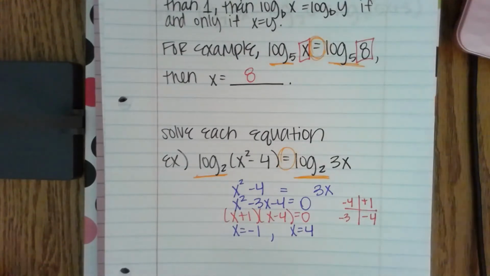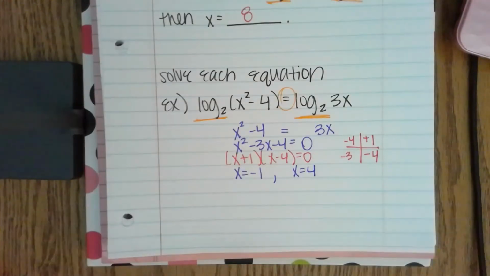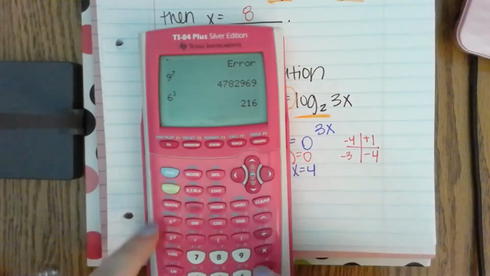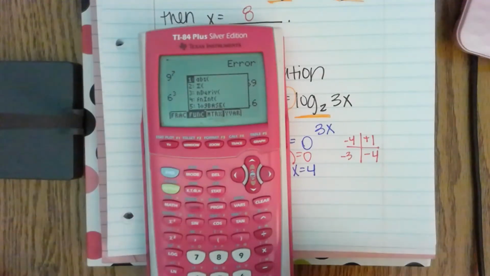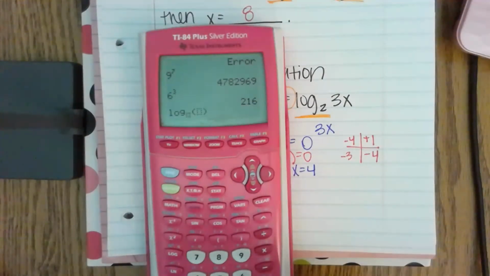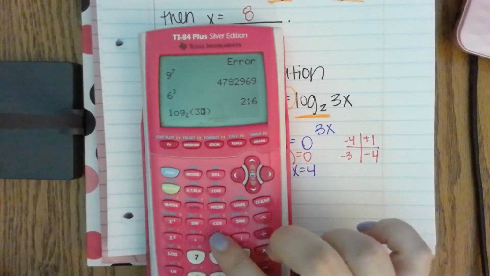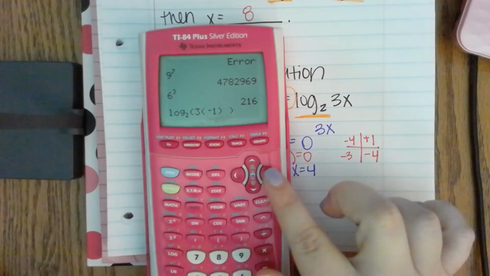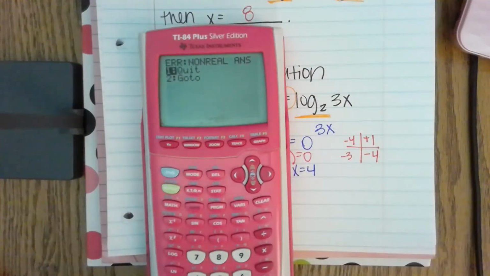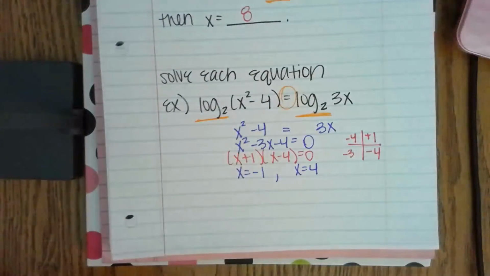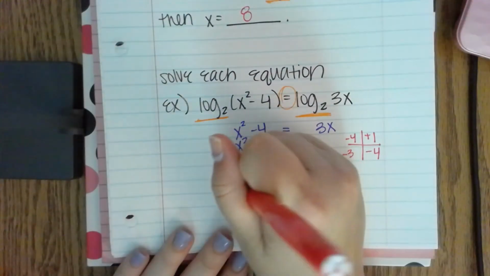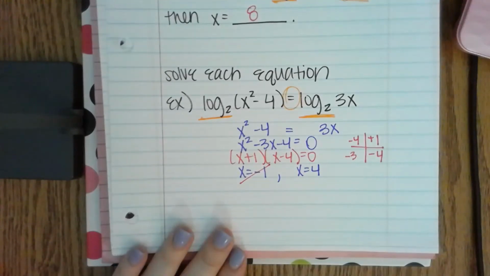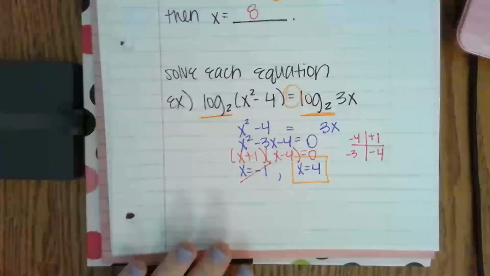Now, let's talk about this for a minute, because we've discussed before that logarithms can't be negative. So let's look. If I were to evaluate log base 2 of 3x when x was -1, let's see if we get an error. Remember, hit alpha window, log base 2 of 3 parentheses -1. And let's see if this works. And it does not. So that proves to me that x equals -1 is not one of my solutions, but that x equals 4 is.